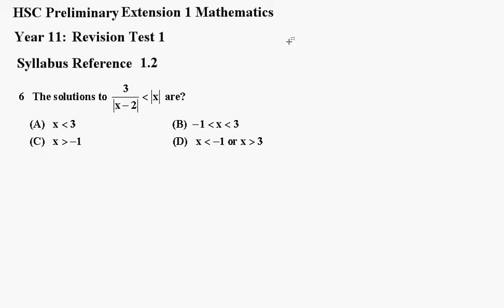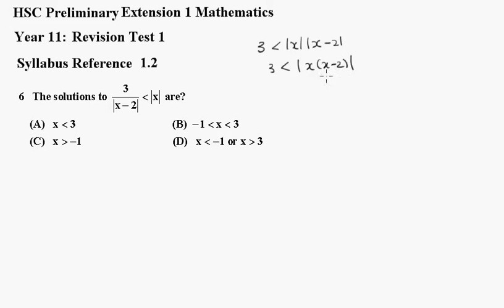Okay, so now we'll just write that down. That 3 is less than the absolute value of x times absolute value of x minus 2. And what we can do is combine those together under one absolute value sign. Write this x minus 2.